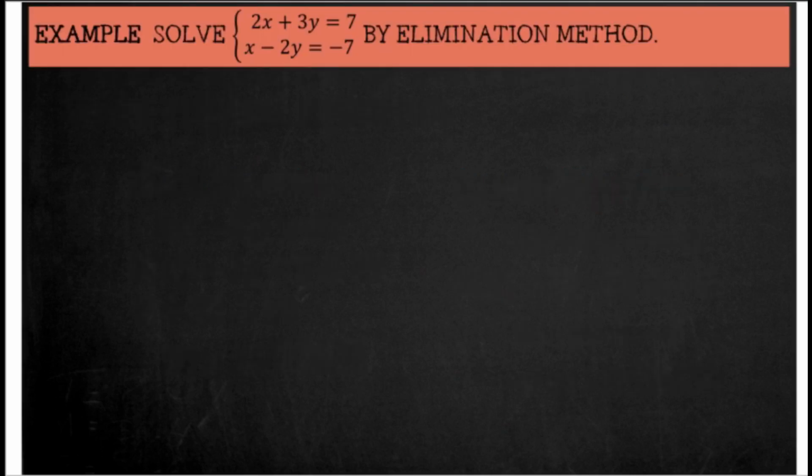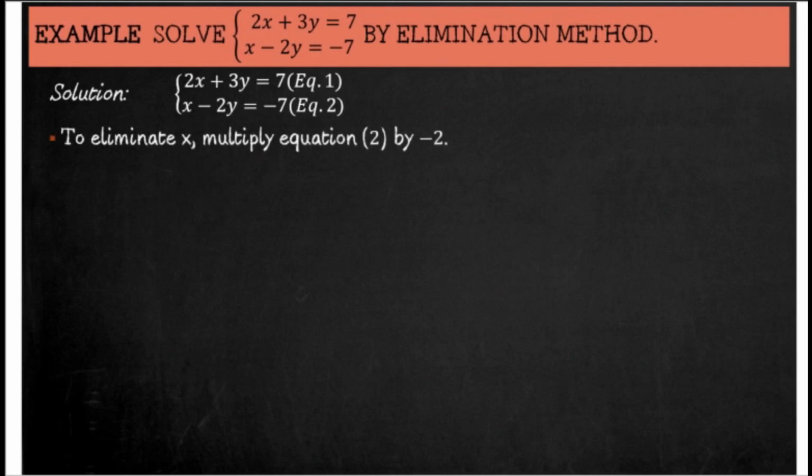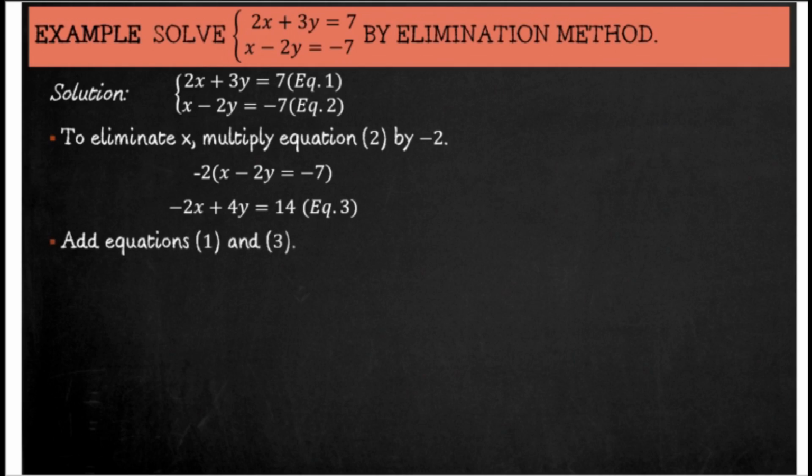For our example number 2, solve 2x plus 3y equals 7 and x minus 2y equals negative 7 by elimination method. 2x plus 3y equals 7 is our equation 1, and x minus 2y equals negative 7 is our equation 2. To eliminate x, multiply equation 2 by -2. Multiplying the equation by -2 gives us -2x plus 4y equals 14. This will be our equation 3.